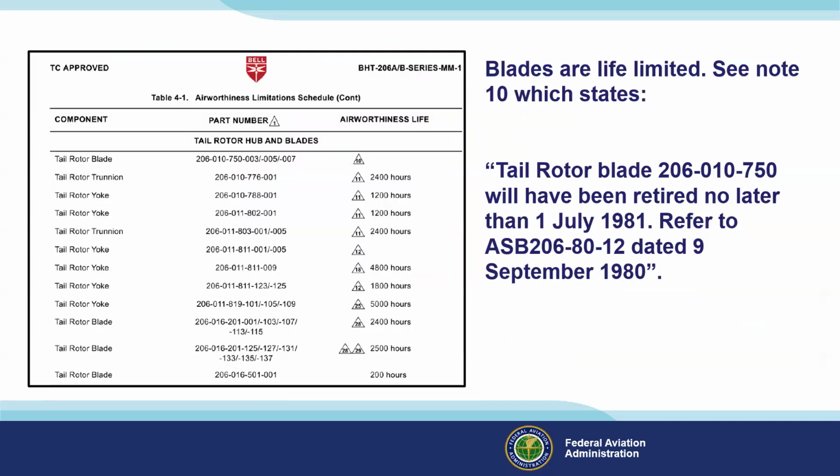So I looked up a couple of those part numbers, and it said that the tail rotor blade would have to be retired no later than July of 1981. So those parts are way out of, they've reached their limit. And that's what note 10 said for the tail rotor blade.